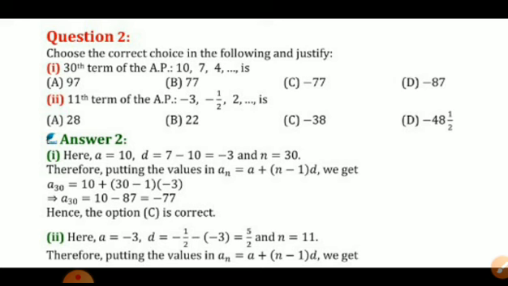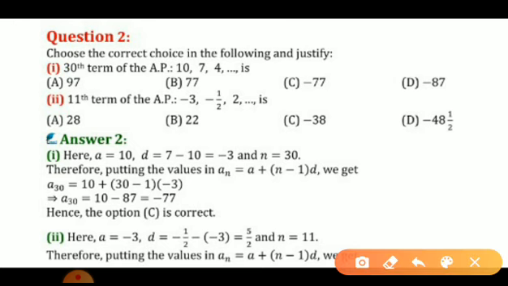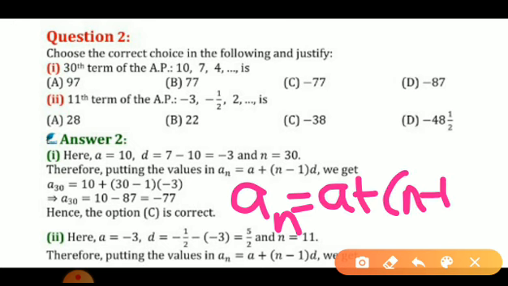First is the 30th term of the AP, where the AP is given to be 10, 7, 4. Now we know that the nth term of an AP is given by a subscript n, the n written down just below the a. So a_n is equal to a plus (n minus 1)d. Now we have to find the 30th term.